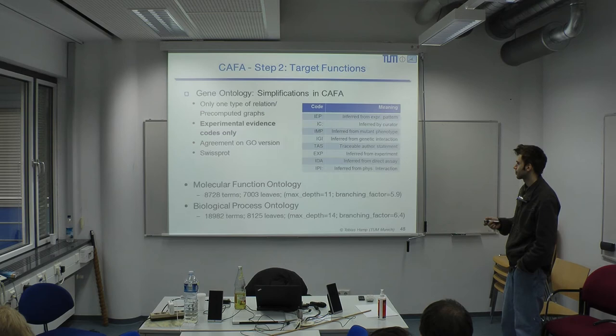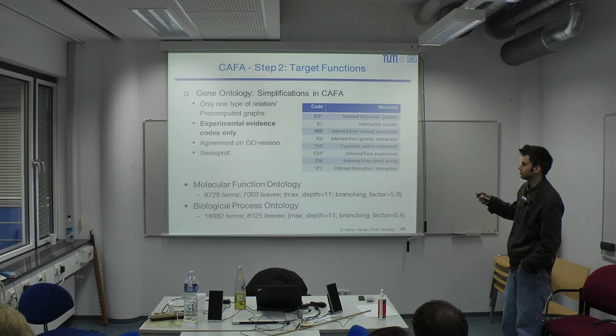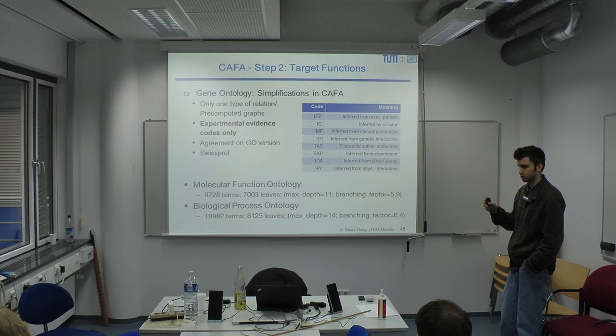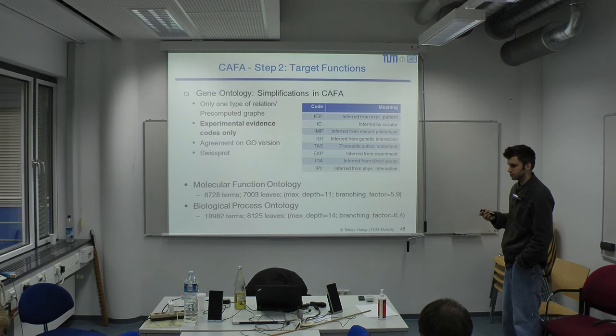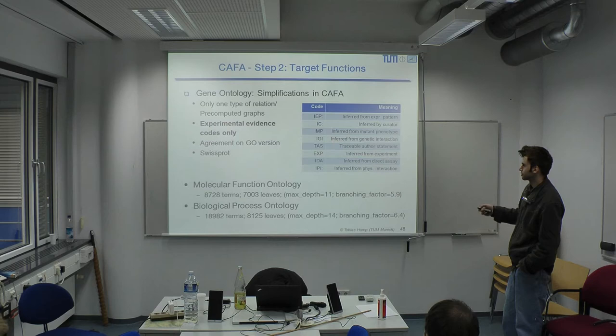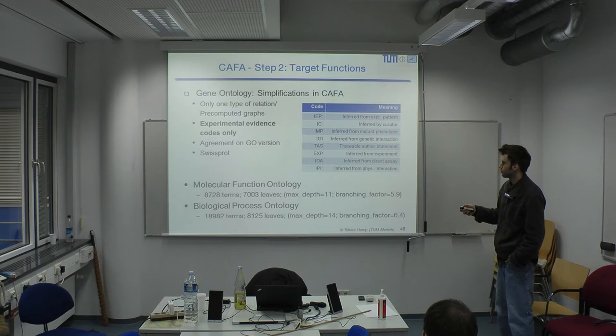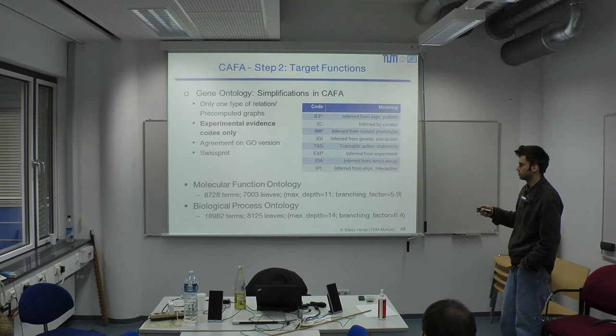So what we've finally decided upon is that we ignore the different types of relations and really only have one edge label, which means that if there is an edge, then this term is simply a more specific variant of the parent. We are only using the following experimental evidence codes and simply ignore all the other annotations. So these are really the most reliable codes that you can pick. We agreed on a GO version, which is simply one version of the whole database, and again SwissProt as our annotation resource.